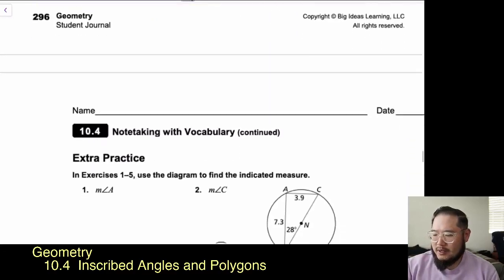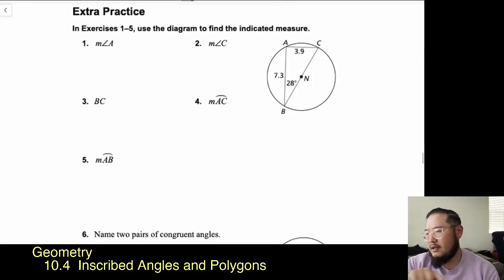All right, so let's put it all together and let's see how we could solve our extra practice.